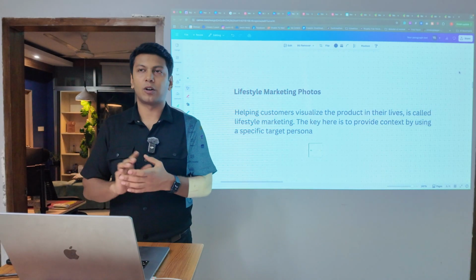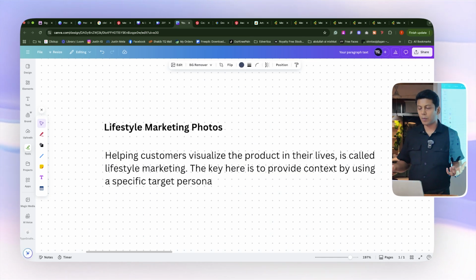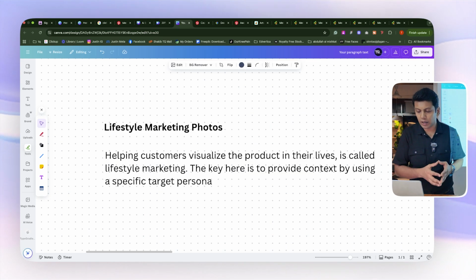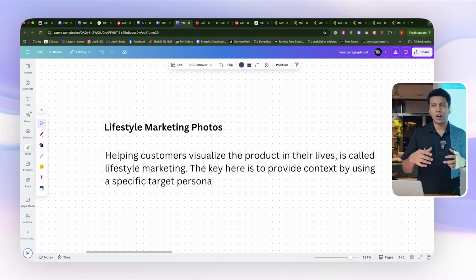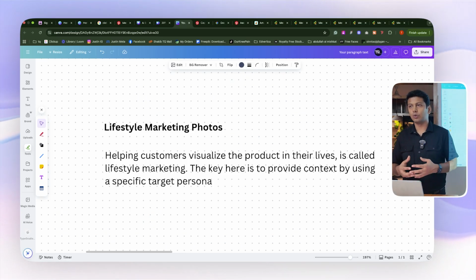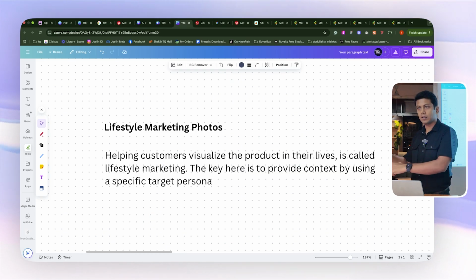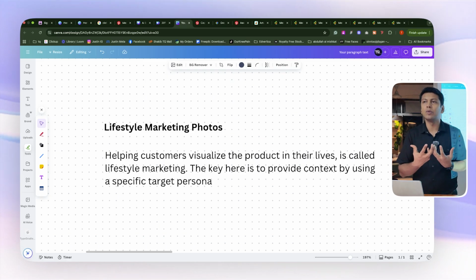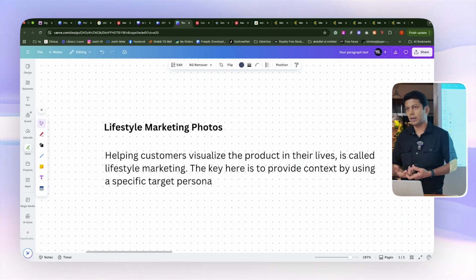Now let's discuss our second use case, which is lifestyle marketing photos. What is lifestyle marketing? Helping customers visualize the product in their lives. That's called lifestyle marketing. Branded or heavily designed images are crucial for branding, but to gain trust, to build a relationship with your audience, or to help your audience visualize the product that you're selling, we need lifestyle marketing photographs. It's a very powerful technique to build a brand or to maintain brand traction.